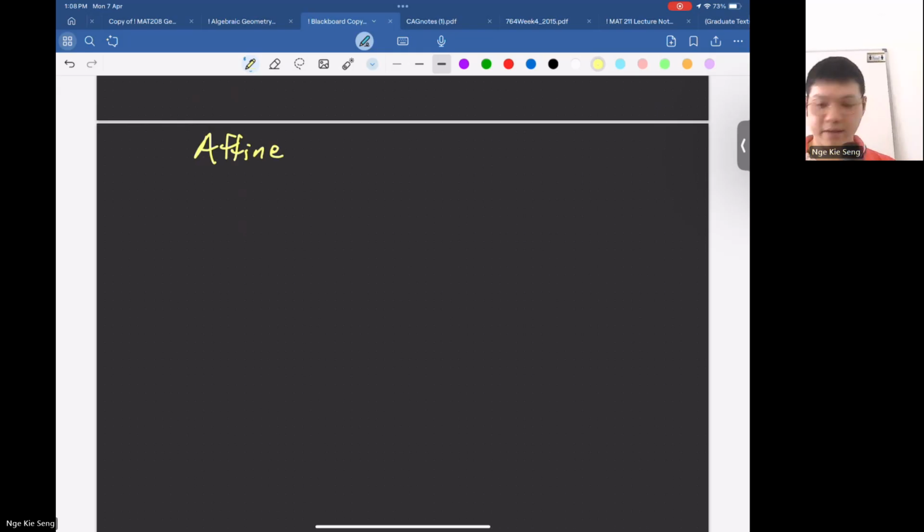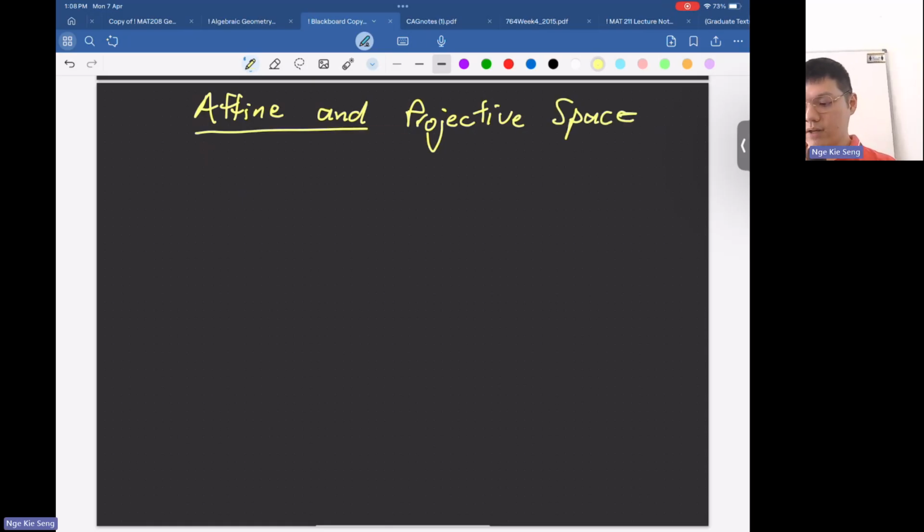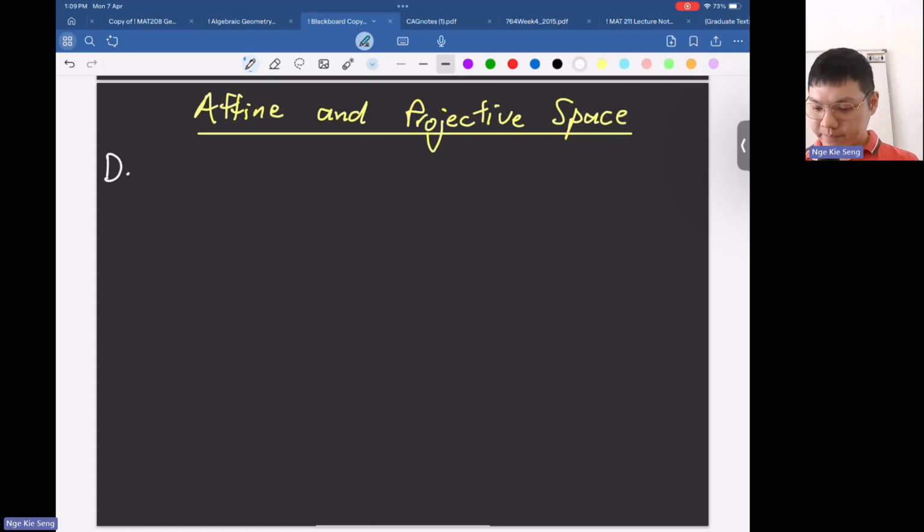So let's start with affine and projective space. These two are the most basic spaces you need to know in this class. So let's define them. First, let K be a field.